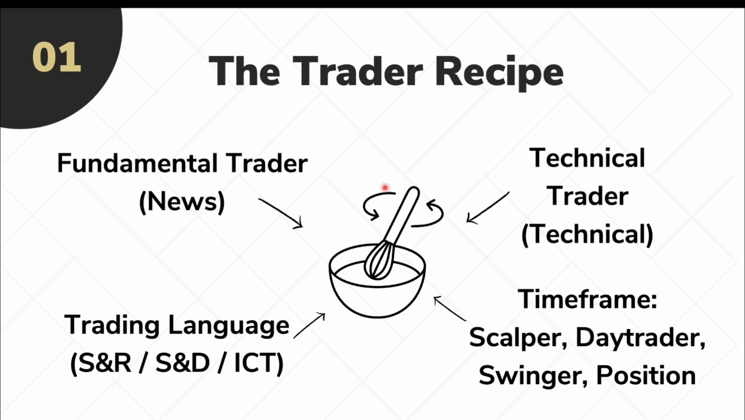And when you put those 4 together in your trader recipe, you will get a nice trader type. And based on that trader type, you can develop and grow into that type of trader. It's all about intentional improvement. So when you know what trader type you are, you can exactly make a roadmap for yourself, what you need to do to become that type of trader.